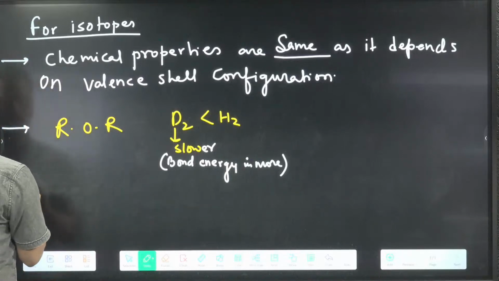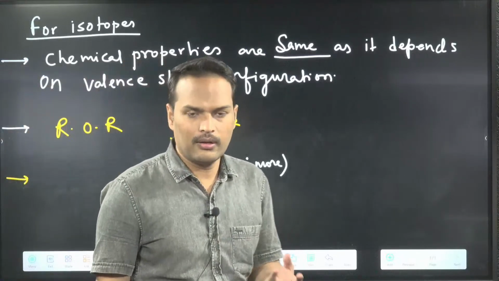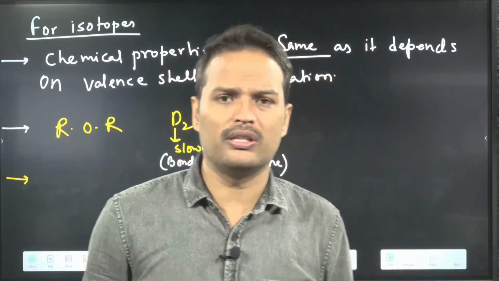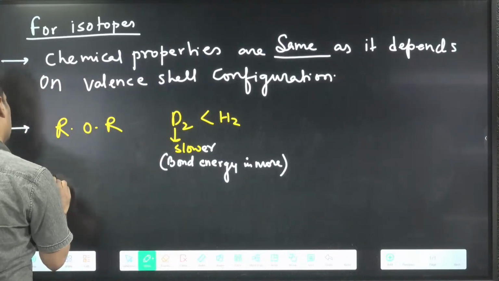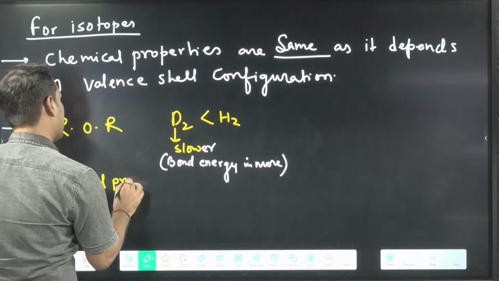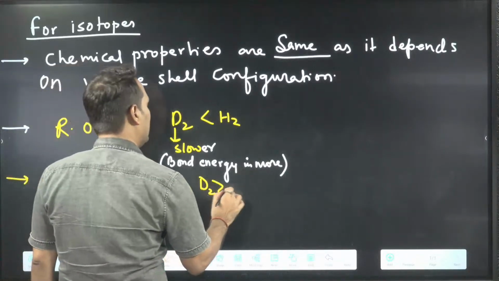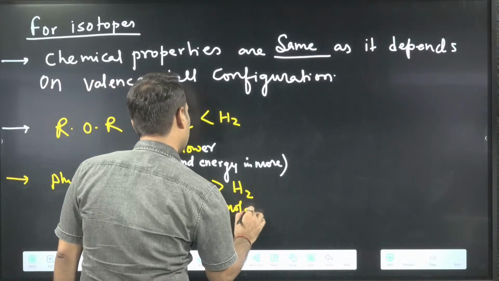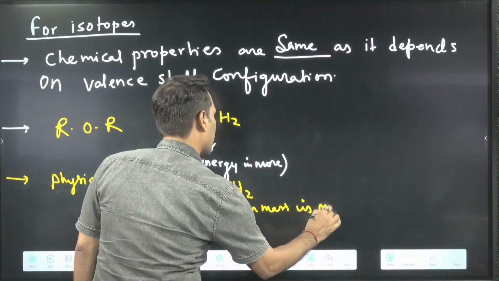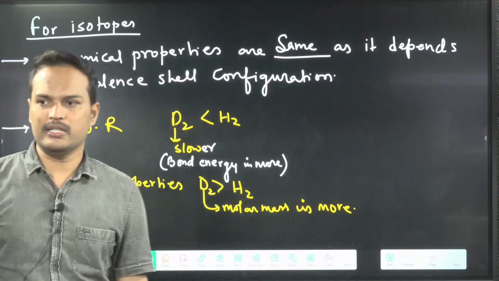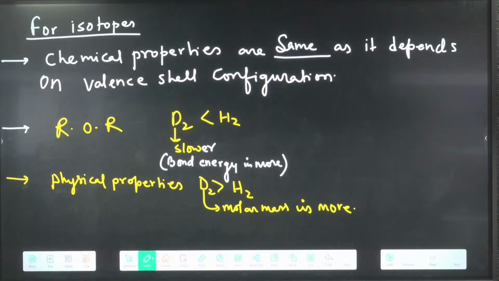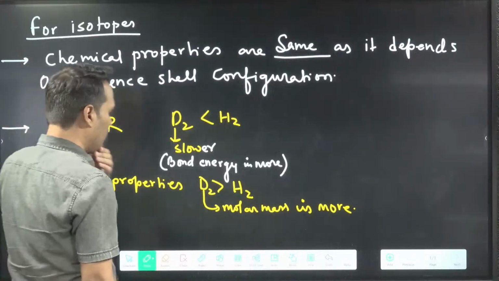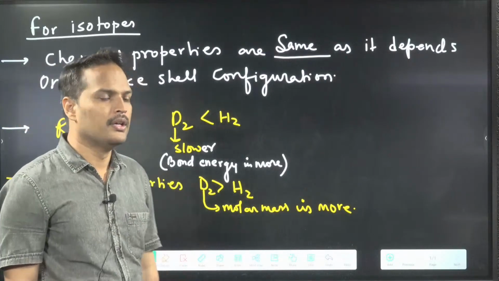Okay? What is the other point you can say? Physical properties, like melting point and boiling point, depend on van der Waals forces. Van der Waals force is directly proportional to molar mass. Who has more molar mass? D2. So the physical properties of D2 are more than H2, because molar mass is more. So are all these points clear? The chemical property is the same, but physical properties are different. Done till this point? Are you clear with all these points? Okay? So all these points are important.